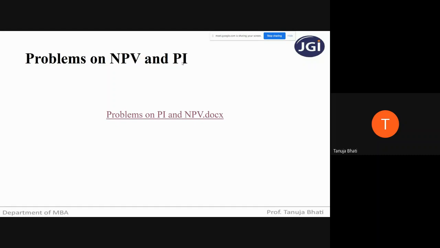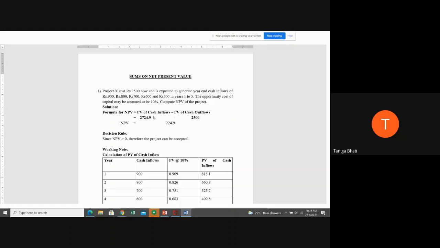Now, why did I revise this simple thing? In the final examination, many students make mistakes in the decision rule, and in the formulas for NPV and PI. Since both have inflows and PV of cash outflows, lots of students make mistakes in the formulas. They interchange the formula, they interchange the decision rule. That is why I have revised it and will keep revising it ahead also.